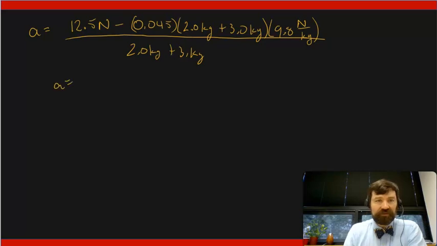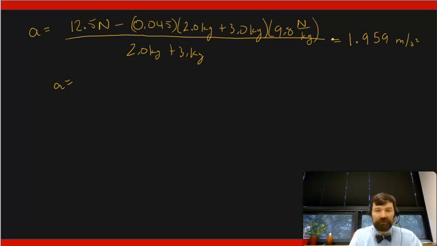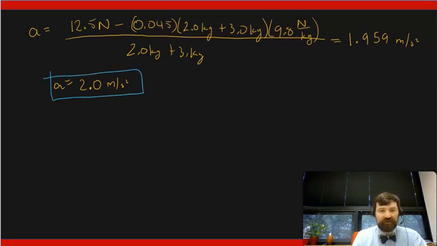And so when you plug all that into a calculator, you get 1.959 meters per second squared. If you're rounding to two significant figures, then this might be rounded to 2.0 meters per second squared. So that is our answer for the acceleration. Now we just have to do the tension.